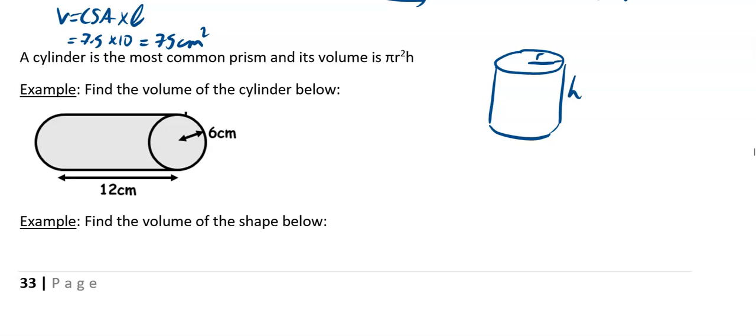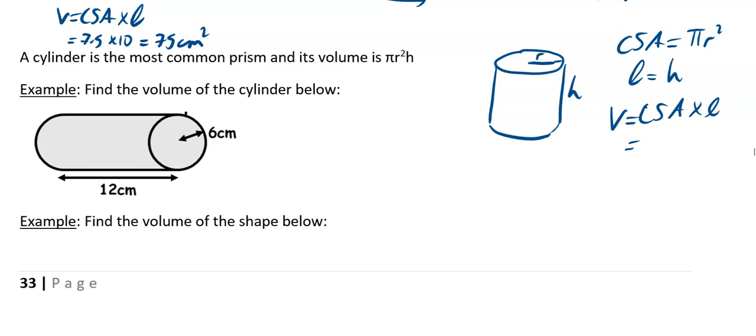of h. Now the cross-sectional area of the cylinder is a circle, and the area of the circle is pi r squared. The length of the cylinder is h, so your volume is equal to the cross-sectional area times your length. So in this case, it's pi r squared times h, and you can just push those together to give you pi r squared h. So your volume is equal to pi r squared h.